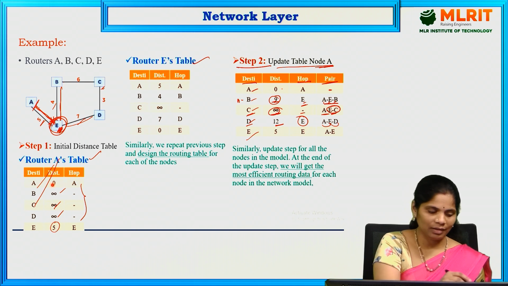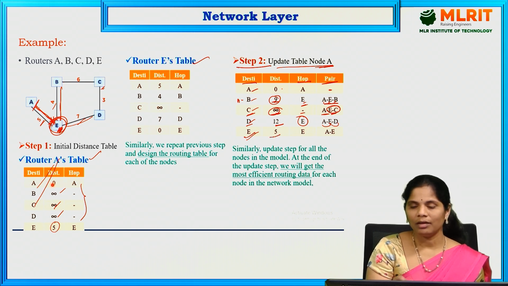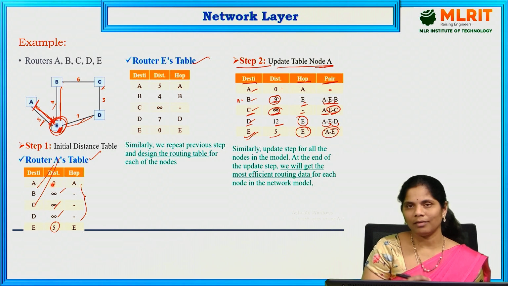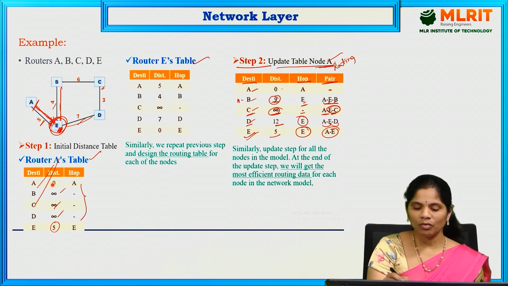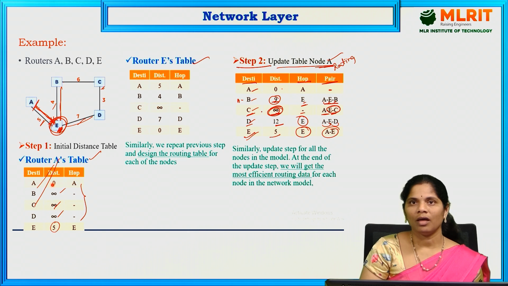And the next one is A to E, which we already know. The distance is 5, the next hop is E only, and the pair is A to E. This is the condition. Like this we have to update the routing table. This is only for node A. This case also we don't know, this A to C. Again we have to find it for the next routing table.